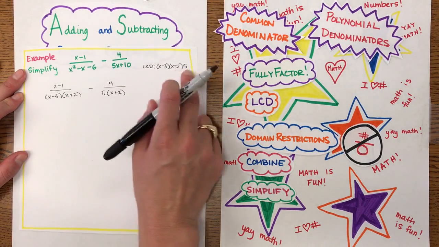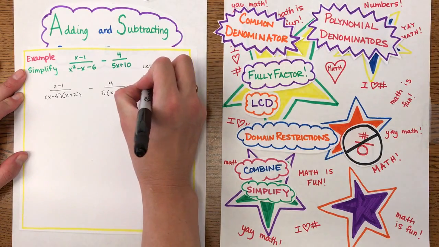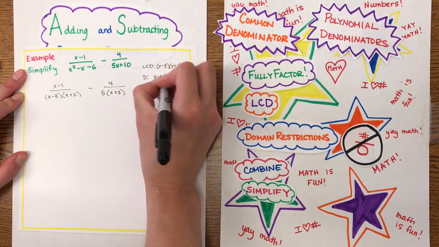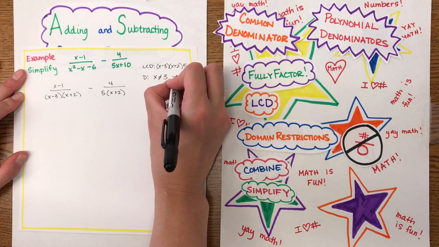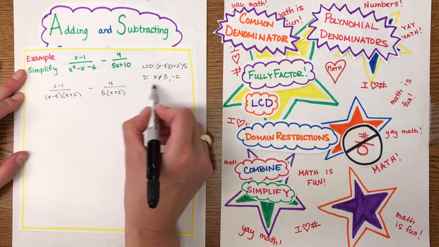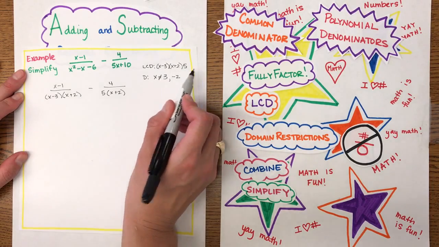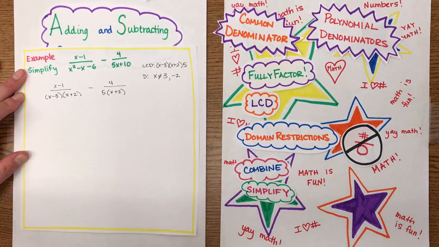To get this denominator, so now my domain restrictions will be x cannot be equal to 3 because that would make this piece equal to 0. And x cannot be equal to negative 2 because that would make this piece equal to 0. So we're setting each factor in our denominator equal to 0, and those give us our domain restrictions.